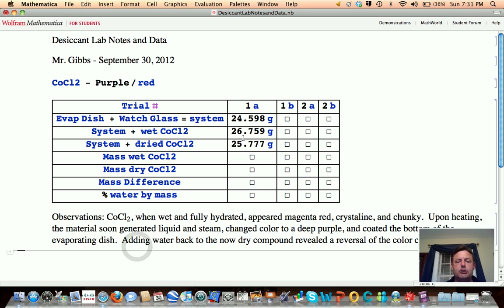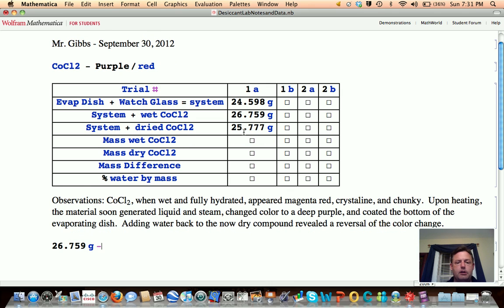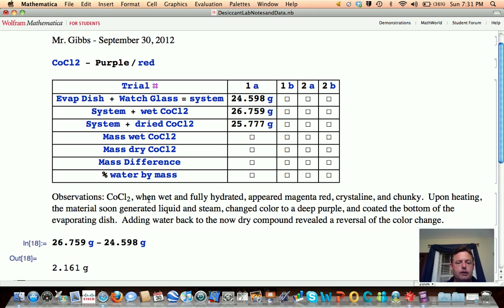So I want to fill in this data chart, and so what I'm first going to do is figure out the mass of the wet cobalt 2 chloride. So I'm going to take my system and that nice wet purpley stuff, purple red stuff, and I'm going to subtract away just the glassware, and I get an answer of 2.161. So I'm going to plug that in there, 2.161. In other words, that's how many grams of cobalt chloride we sampled, including the water.